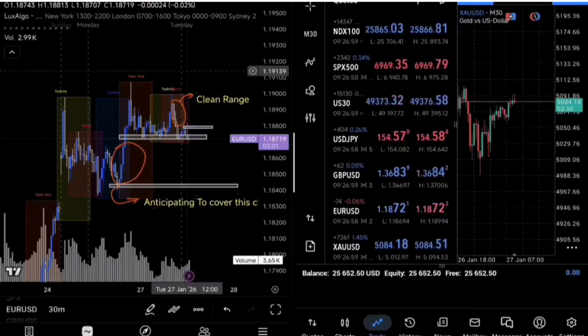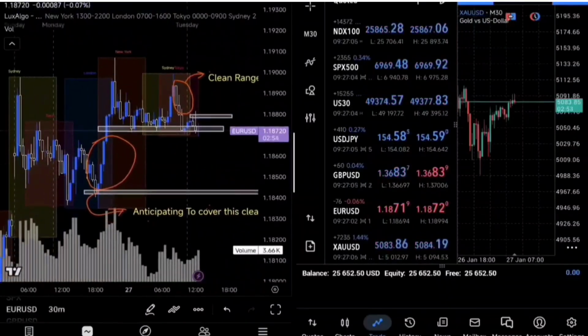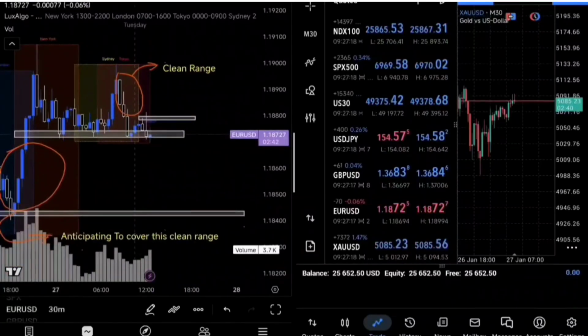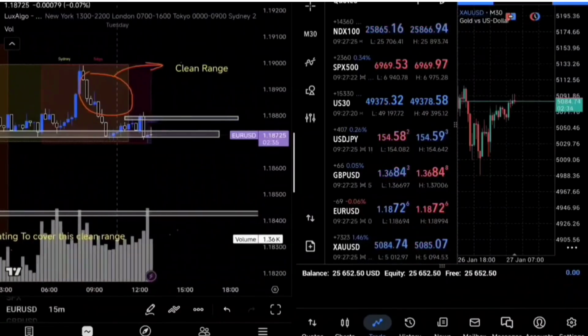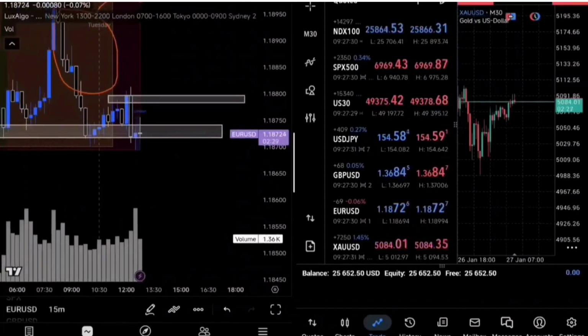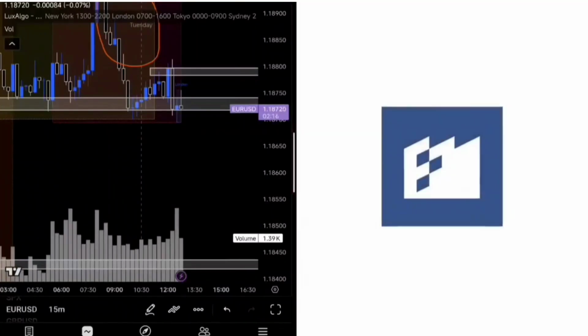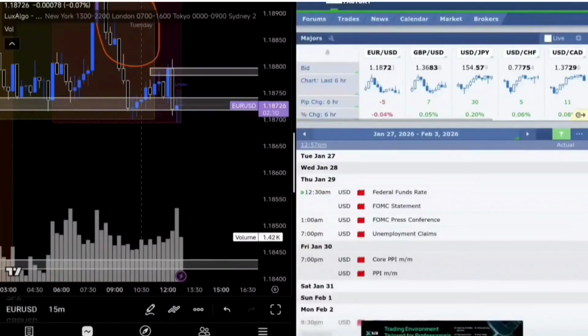You can use it, and I will be making a dedicated video on this indicator. So this is a session marker to basically know which session is going on. Currently we are in the London session, as you can see if we zoom in.